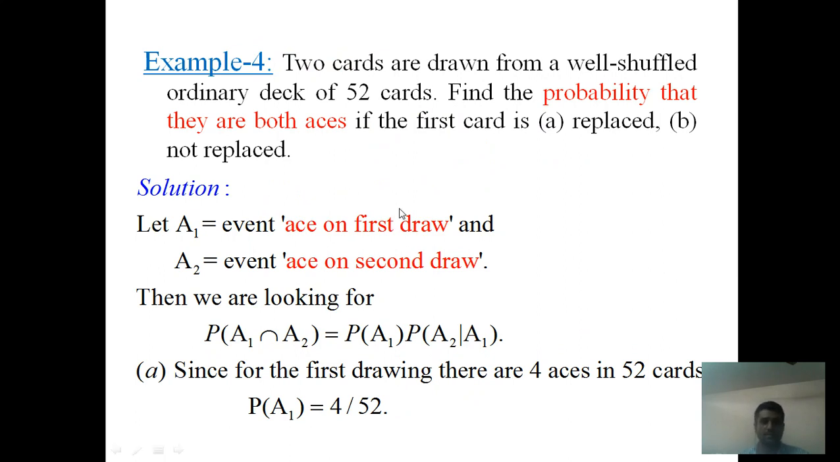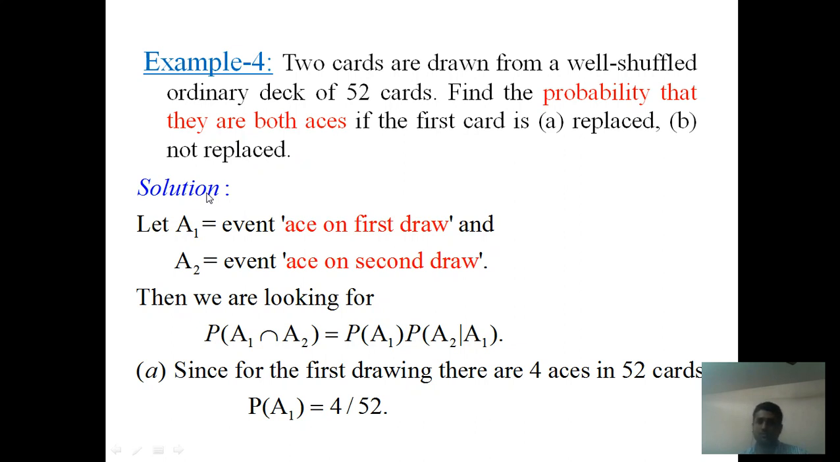Fourth example: say two cards are drawn from an ordinary deck of 52 cards. We have to find the probability that they are both aces, if the first card is, in the first condition, replaced, and in the second condition, not replaced.